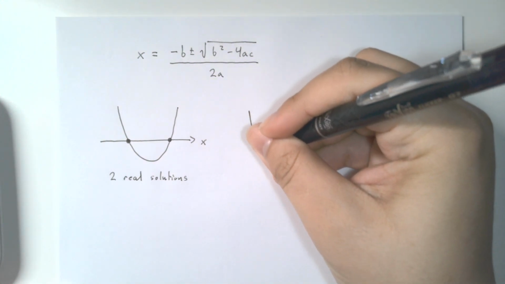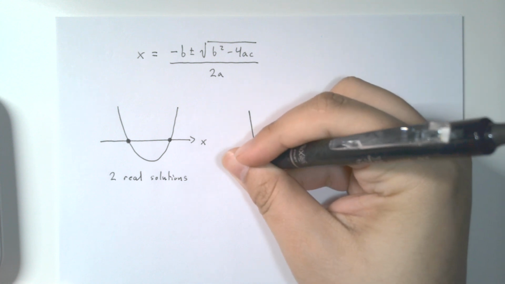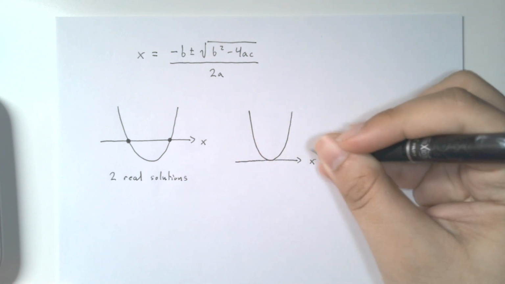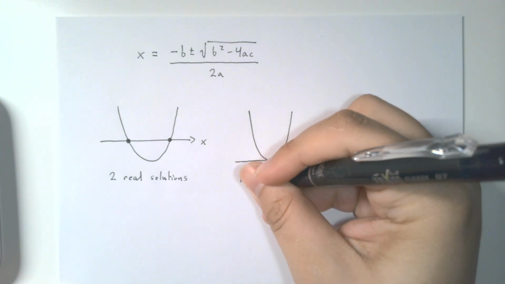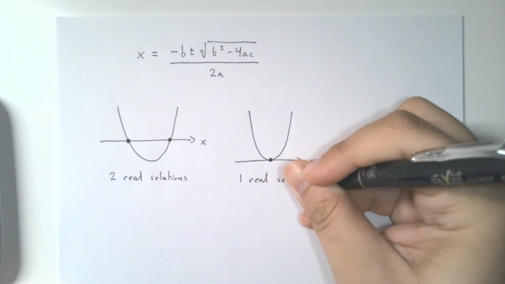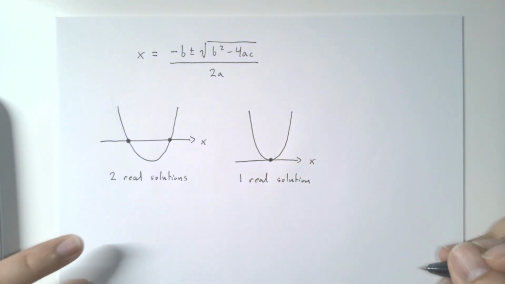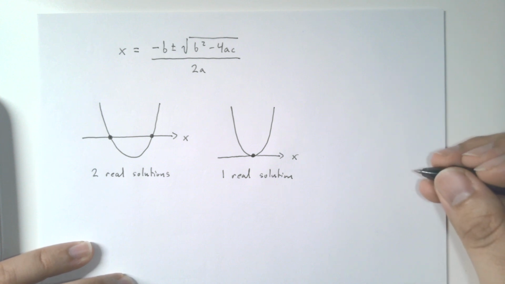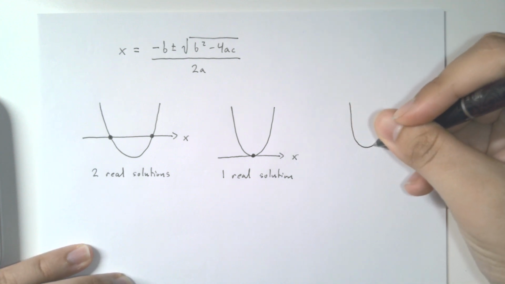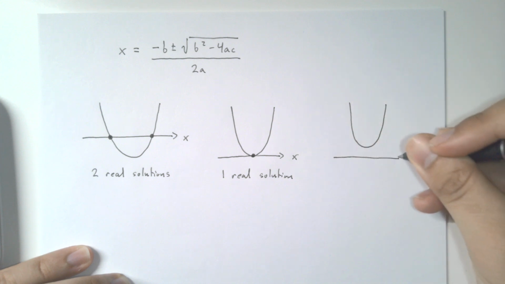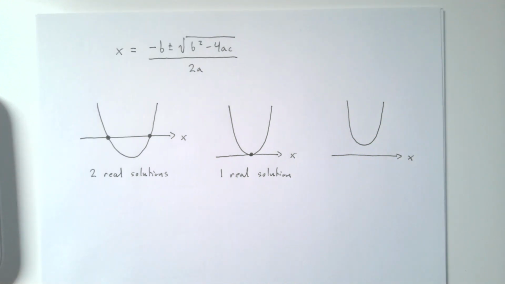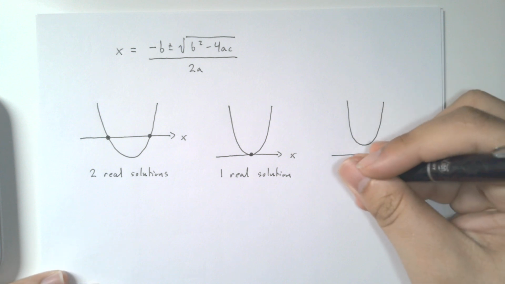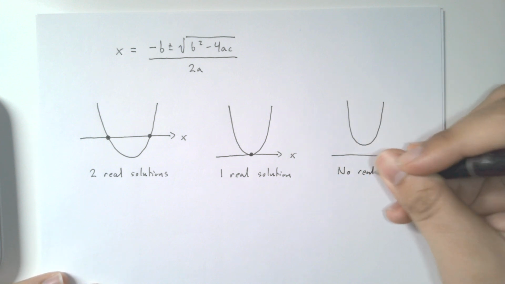The second type is when we have a parabola that intersects the x-axis at a single point, and we say that it has one real solution. The third type of solution that we see is when a parabola doesn't touch the x-axis at all. And visually, we would say that it has no real solutions because it doesn't intersect the x-axis.